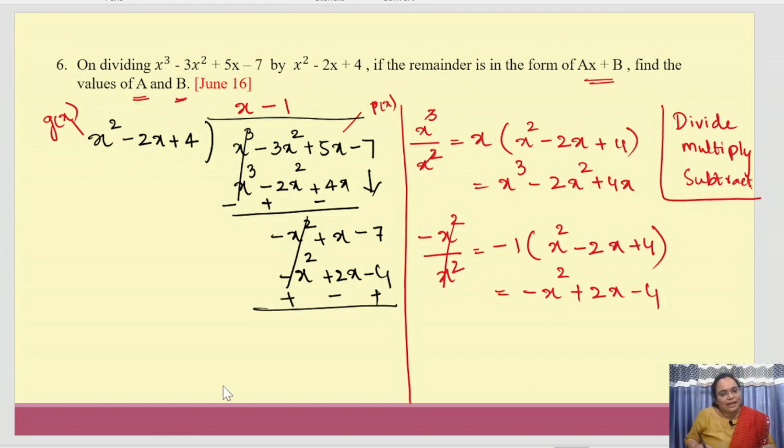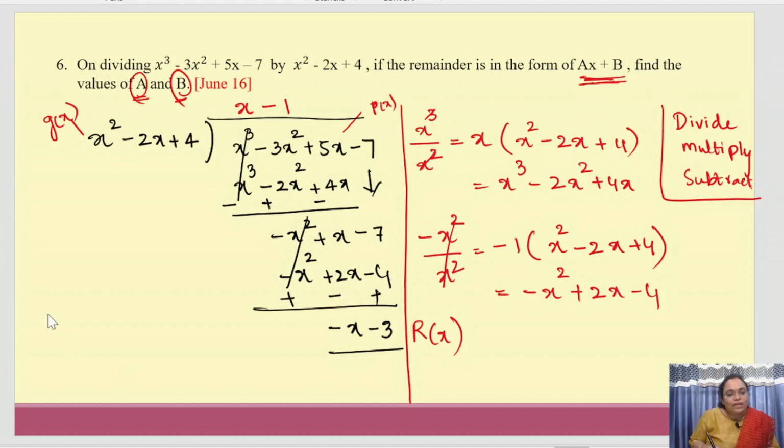So this will get cancelled. This will be minus x minus 3. So this is a remainder r of x. See the question: if the remainder is in the form of ax plus b, then we need to find the values of a and b. Okay.